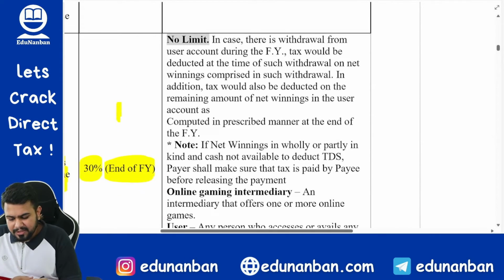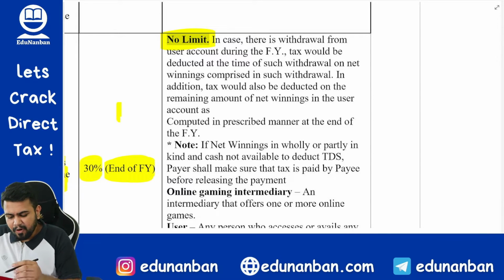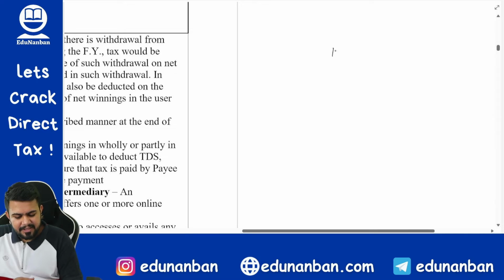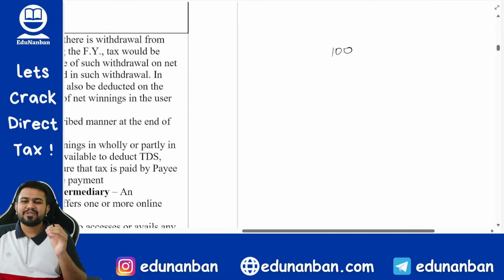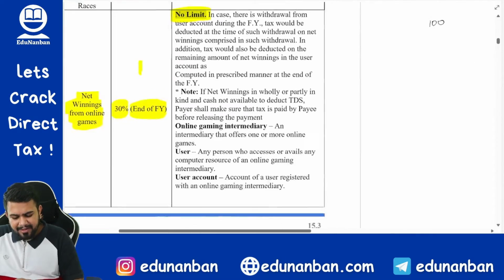First and foremost, in this section there is no limit. There is no limit. So from online games, even if a person is winning 100 rupees, TDS has to be deducted on 100 rupees. You get my point? Sir, now what is this online game, sir?